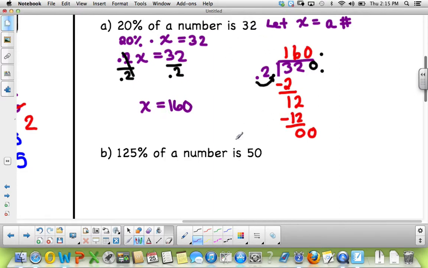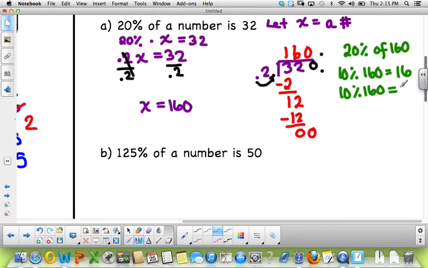Now let's use one of the previous video strategies to check our answer. So remember, we're saying what's 20% of 160? This is our check. Well, that's 10% of 160. That's 16 because you move the decimal one place to the left. And another 10% of 160 is also 16, and when you add them up, you get 32, and that's exactly what we get here. So it works out.